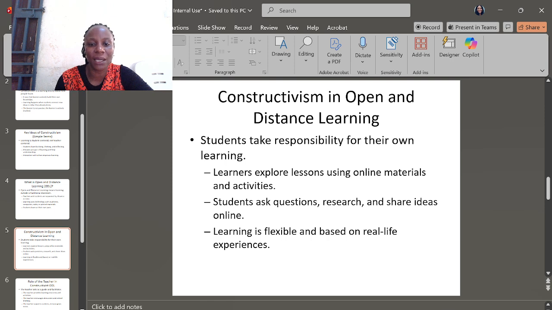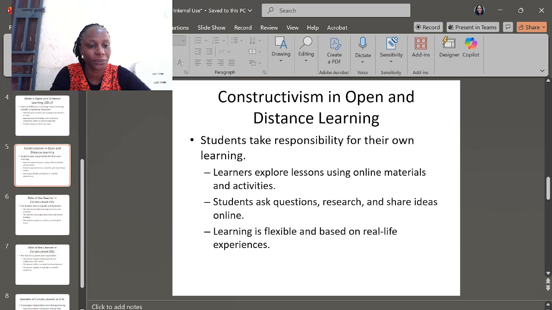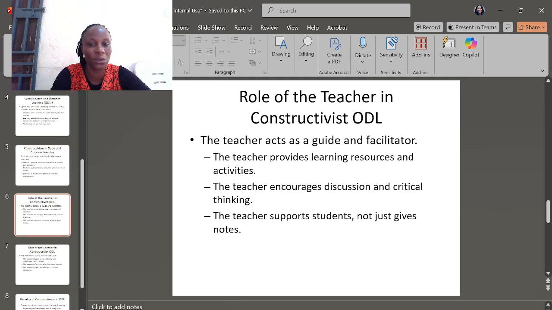Here, learners explore lessons using online materials and activities. Students ask questions, research, and share ideas online. Learning is flexible and based on real-life experiences. Like I said before, if you have any question, please feel free to ask, or if you have something to add, you can also add. Yes, what is the role of the teacher in constructivist open and distance learning?